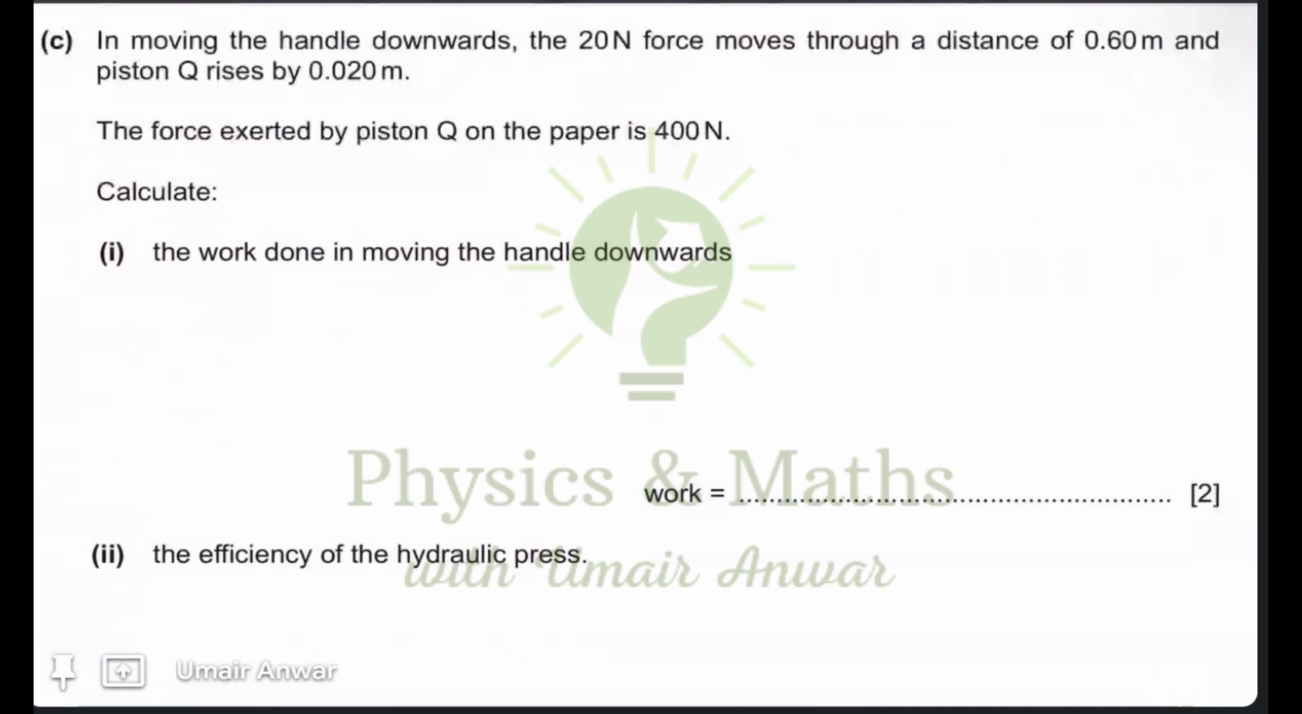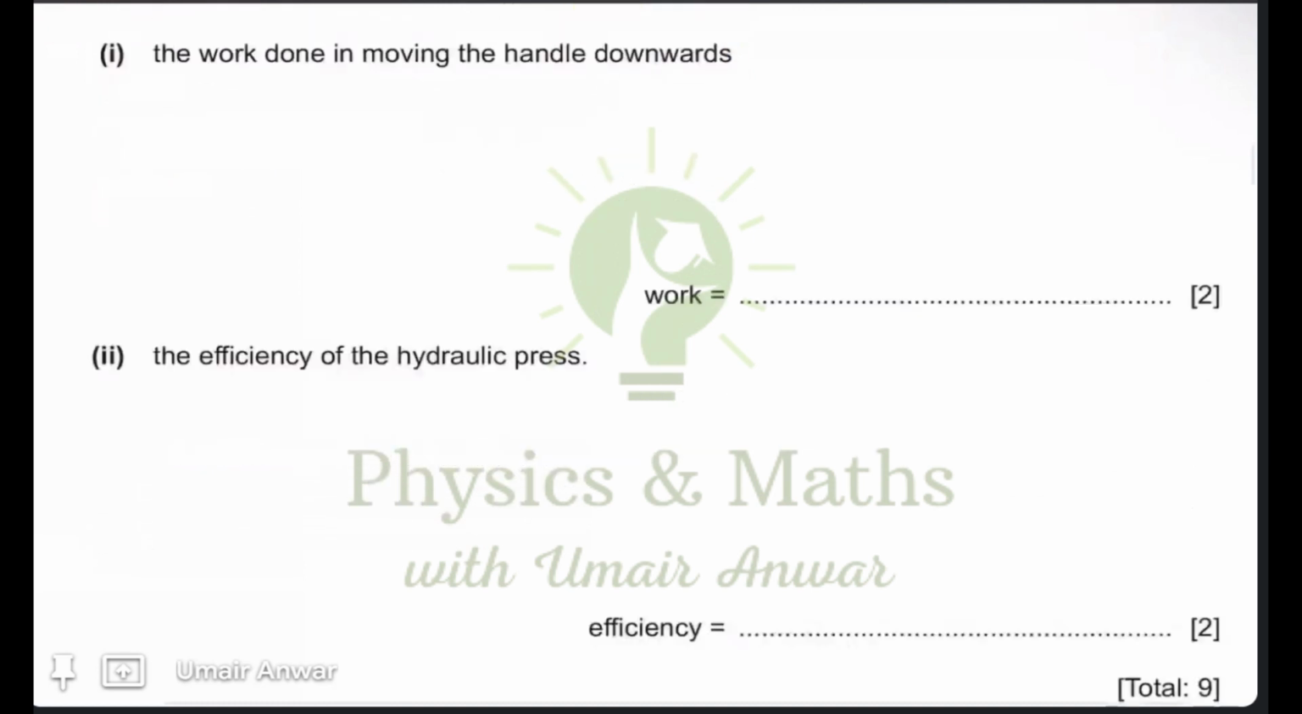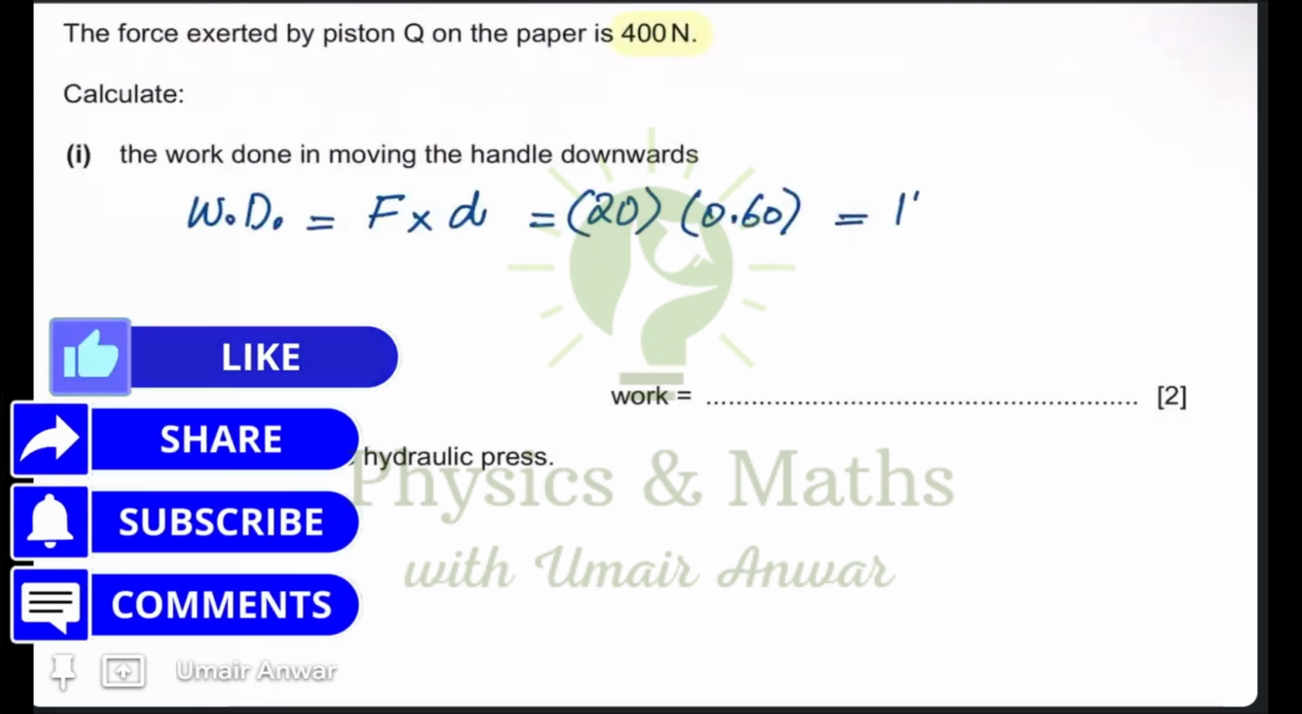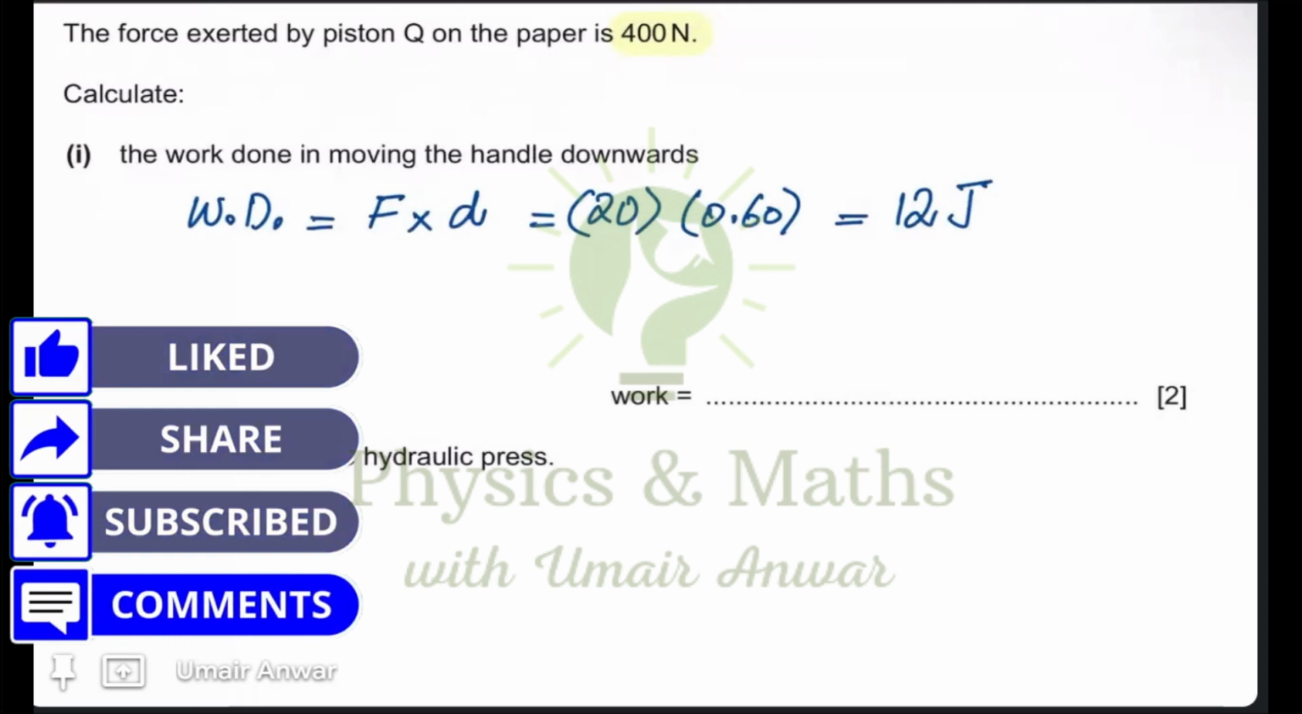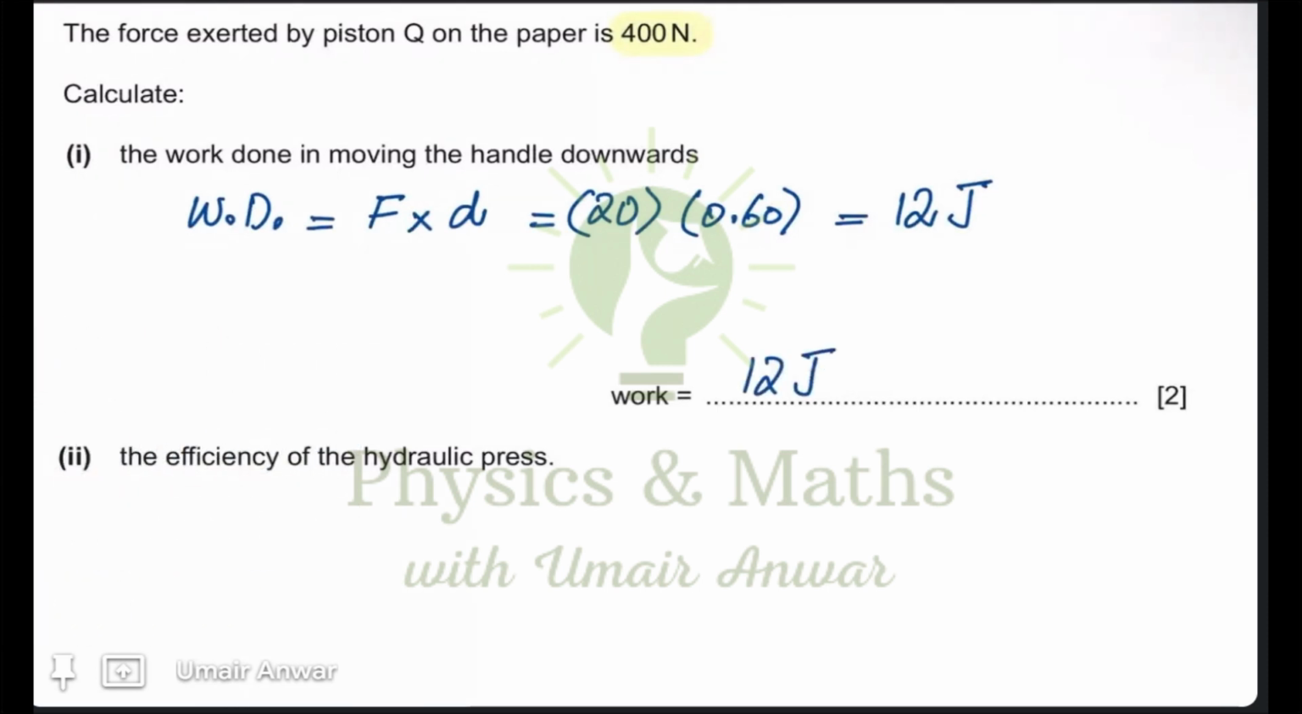In the next part, it says in moving the handle downwards, the 20 Newton force moves through a distance of 0.60 meters. So we are given the amount of force and the distance it moved. A piston Q rises by 0.020 meters. The force exerted by piston Q on the paper is 400 newtons. Calculate the work done in moving the handle downwards. So work done is calculated by force multiplied by the distance. Force is 20 Newton for the handle, and the handle moved a distance of 0.60 meters. So when we multiply these two values, we get an answer of 12 joules. So the work done was equal to 12 joules here.